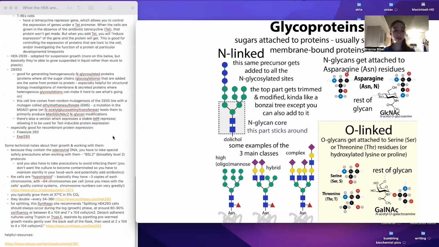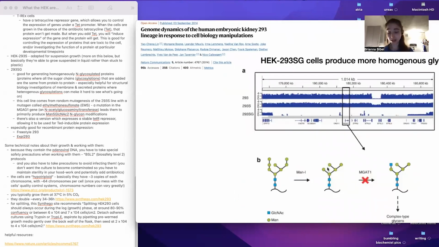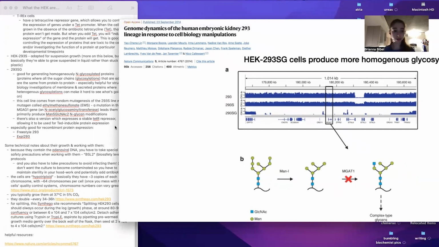And so there's the cell line HEK 293S GnTI-, and it's good for generating homogeneously glycosylated proteins, because it has a mutation in the MGAT1 gene. Basically, it prevents it from adding a certain modification. When it can't add that modification, it can't make those really complex sugars. So it makes simpler sugar modifications, and this makes it good for various purposes, like the structural biology of a membrane protein or a secreted protein. And there's also a TET-inducible version.